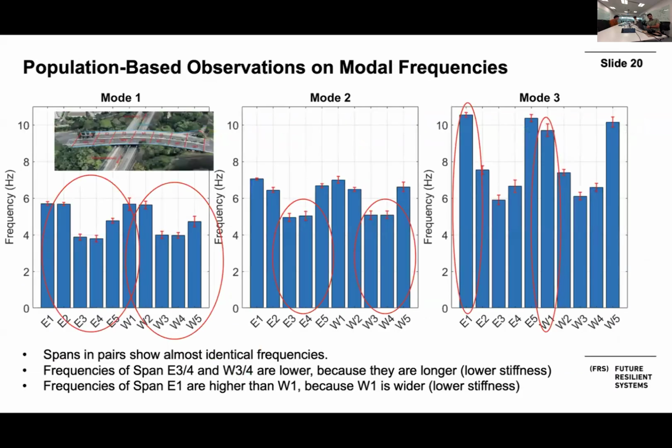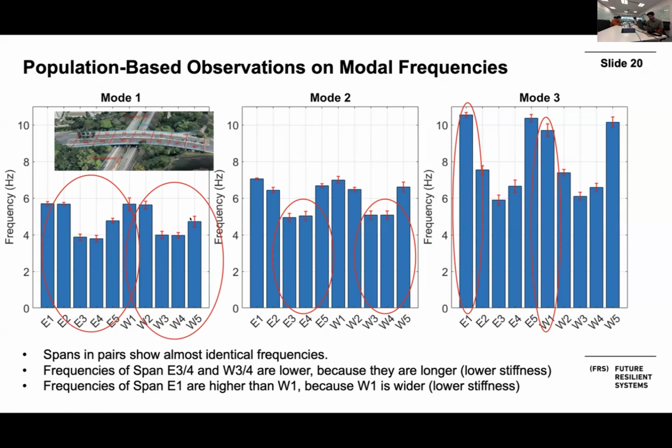And furthermore, we conducted population-based analysis on those data. For example, first we can look at these population-based observations on modal frequencies. First we can clearly see, for bridge spans East 1, 2, 5 and West 1, 2, 5, because they are in pairs. Like you can see here, we have East 1 and then we have West 1, and their structure type is basically the same, and their length is the same.